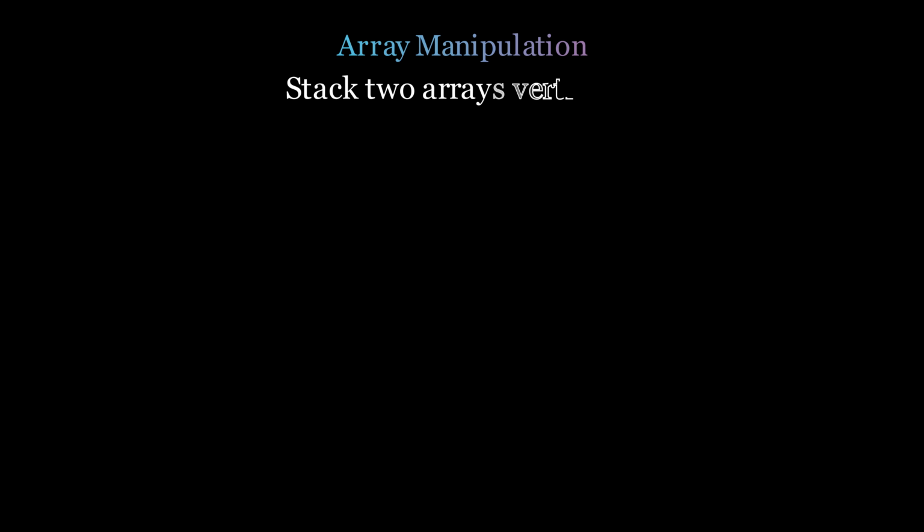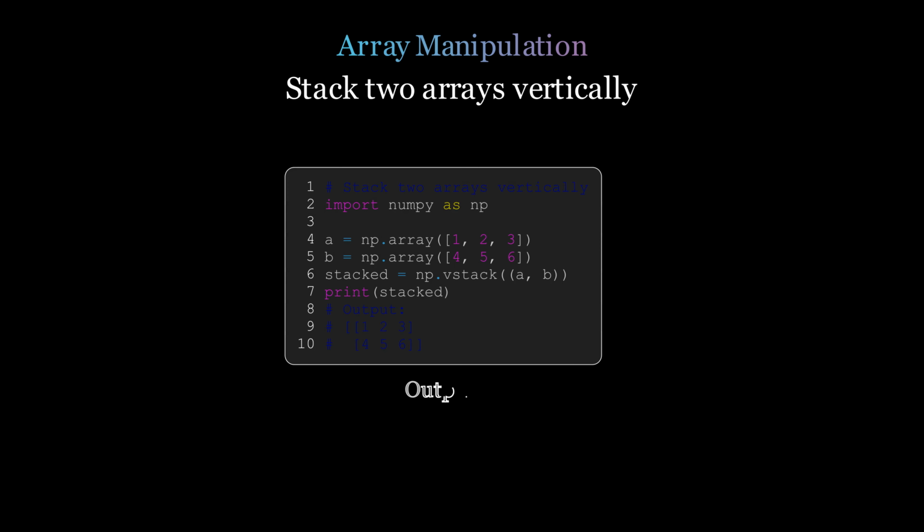Let's explore array manipulation in NumPy. First, vertical stacking combines arrays row-wise. Using vstack on arrays [1, 2, 3] and [4, 5, 6] creates a 2D array with the first array as the first row and the second array as the second row. This is useful when combining data samples with the same features.